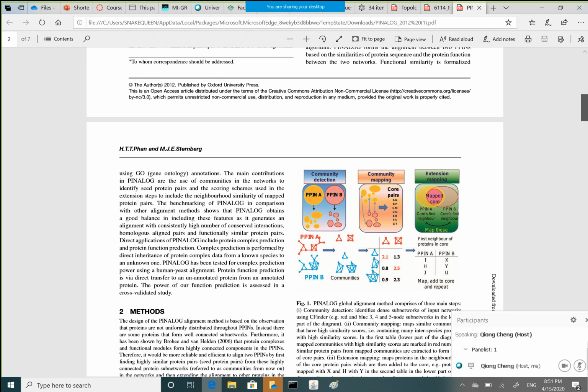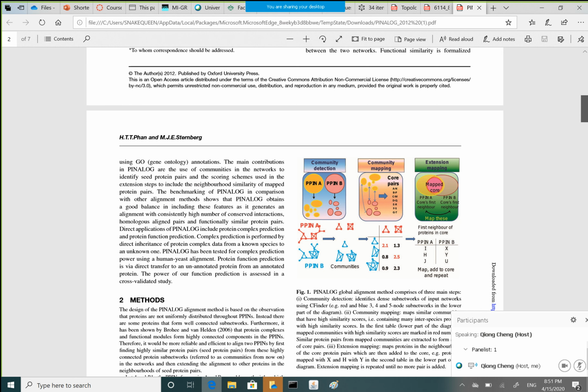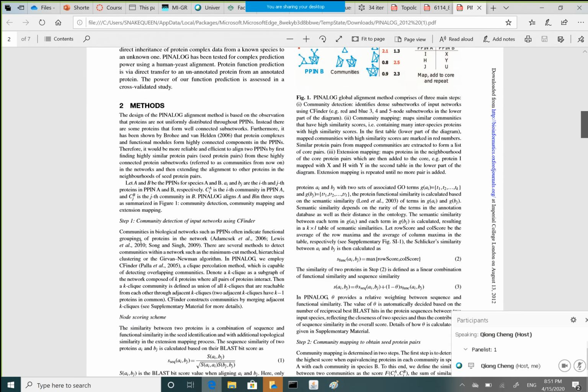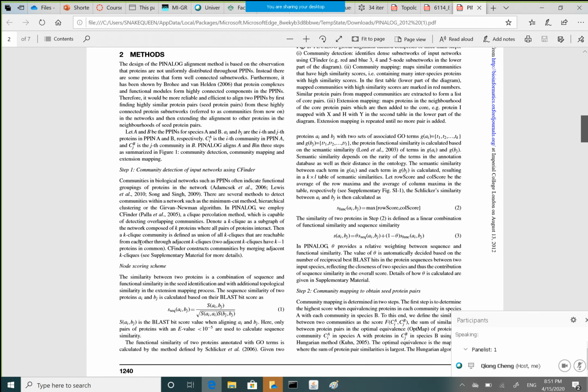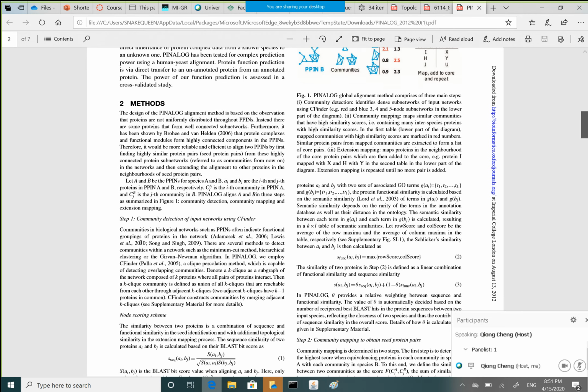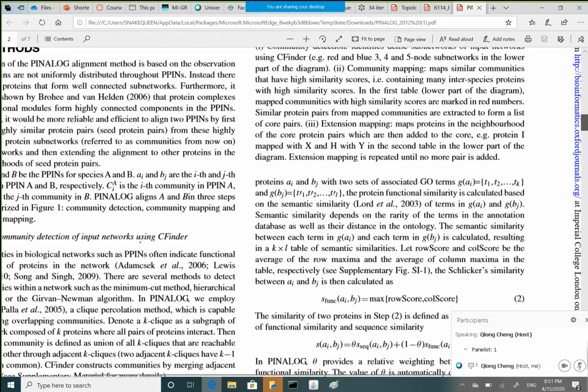In the paper, take a look at this part of the code, this part of the statement. Let's make it bigger, right? In this one, it talks about using GO terms. Many of our students do not have an idea what a GO term is. GO corresponds to gene ontology.